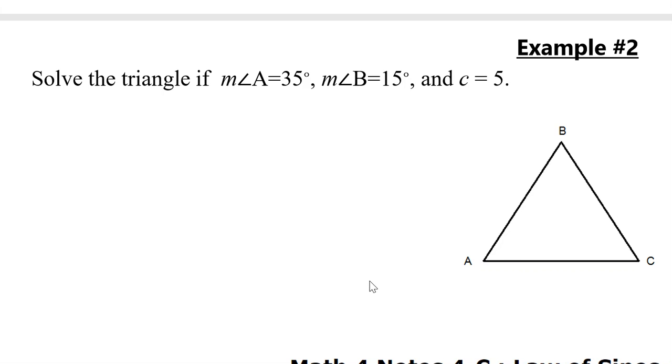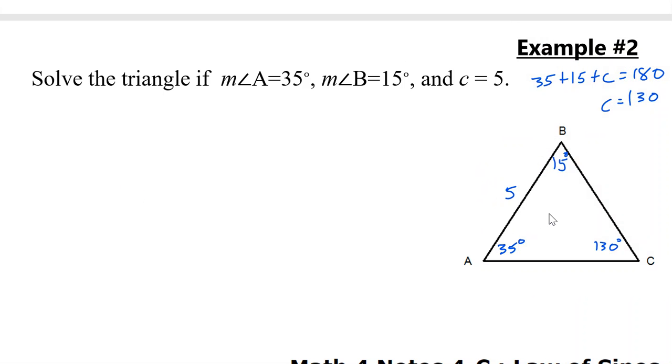I have angle A is 35 degrees. Angle B is 15 this time. And little c is 5. Now, if I subtract from 180, I would figure out that angle C is 130. It's a little bigger than what we had last time. So let's see what happens with that.